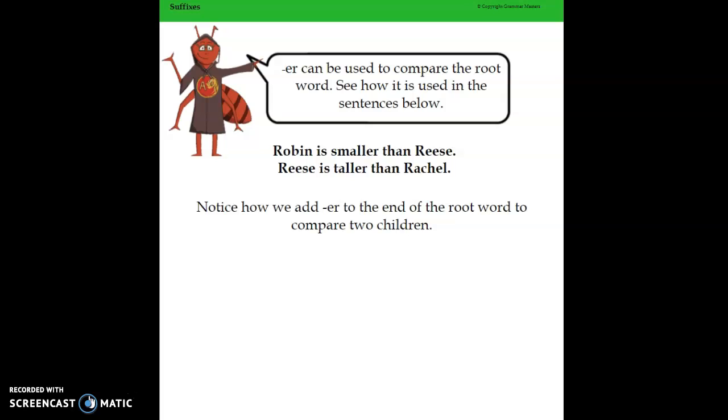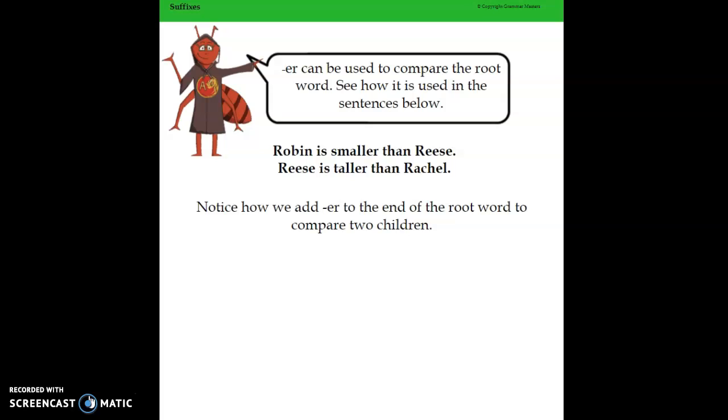So ER can be used to compare the root word. See how it is used in the sentences below. So can you see here? This is comparing two children. So Robin is smaller than Reese. Okay, Reese is taller than Rachel. Notice how when we add the suffix to the end of the root words, it's used to compare the two children.